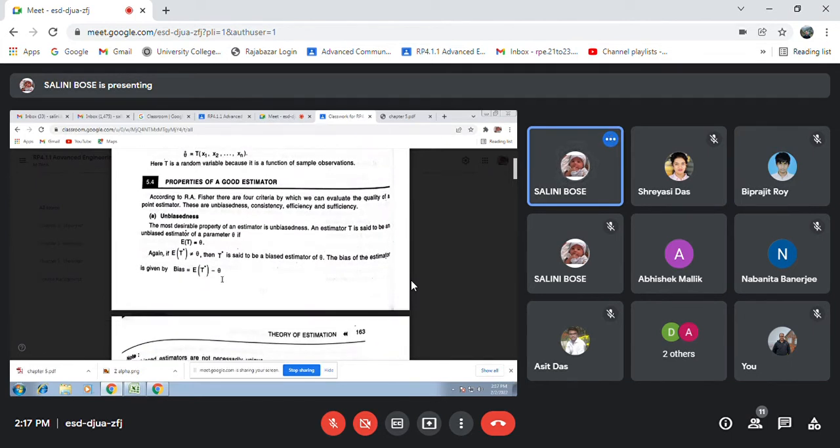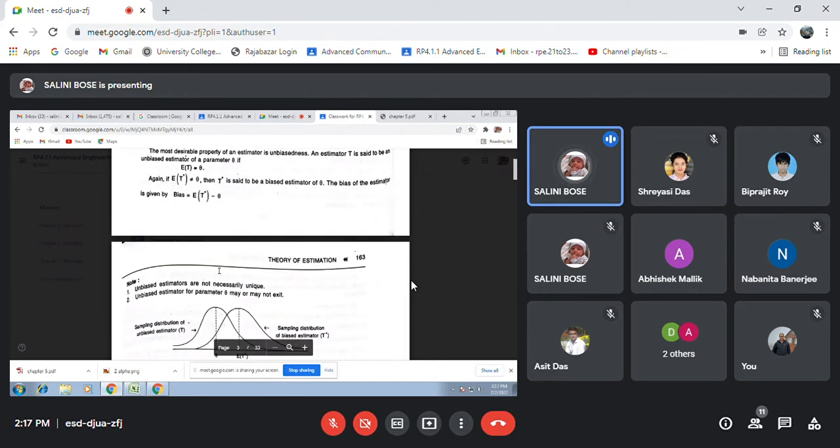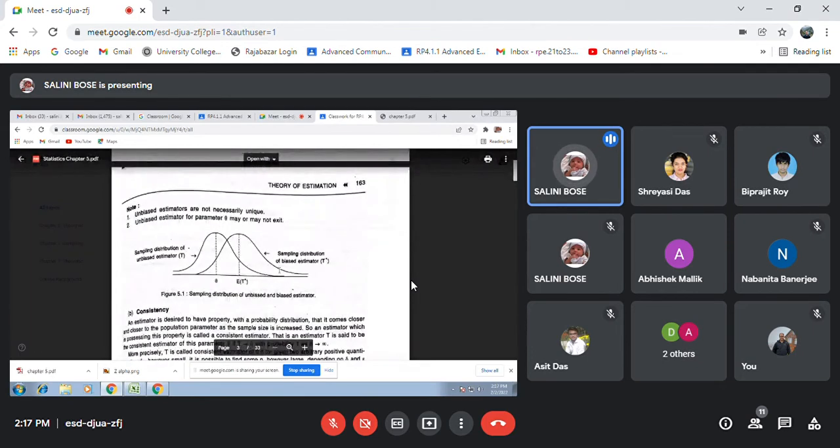Clear? If T star is the biased estimator of theta, and T is the unbiased estimator of theta, then the bias of the estimator will be the expected value of T star, the biased value, minus theta. That will be the bias, how much bias there is. It is represented with a graphical representation. You can see this is for unbiased estimator T.